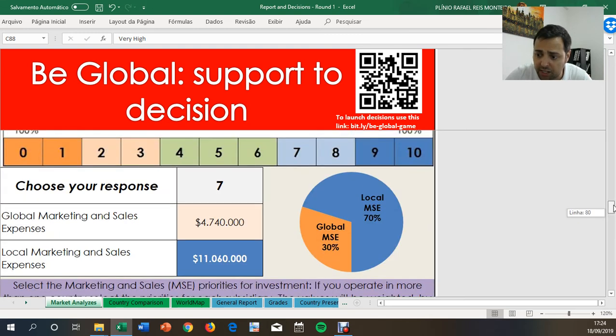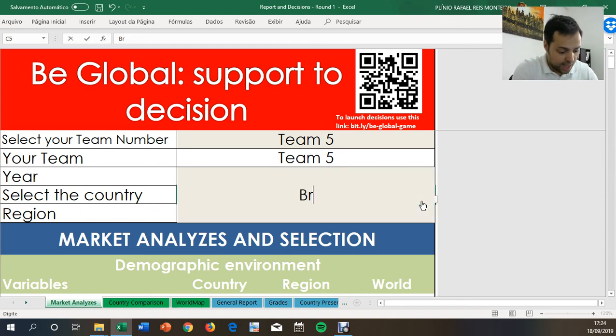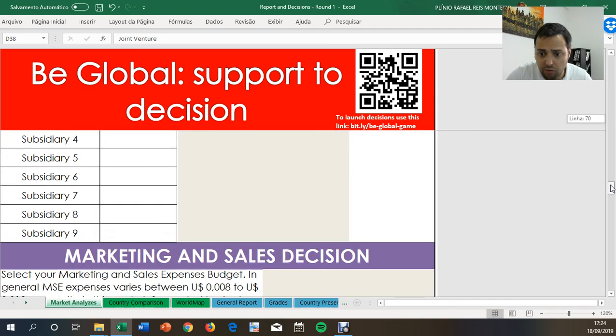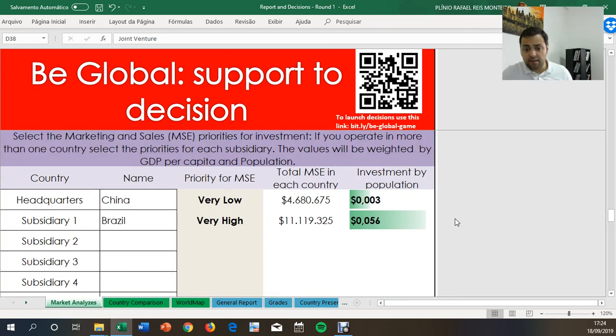Let's give another example. Let's make the same decisions, but now I'm going to put here that I'm entering into Brazil, and let's look at the difference that we will have now in the marketing sales investment. With this kind of priority, you're going to see that now you're investing about 2 times more on Brazil, even if the population of Brazil is less than 20%, or 15%, of the population of China. So the amount of investment depends on your priorities, but also on the population size.